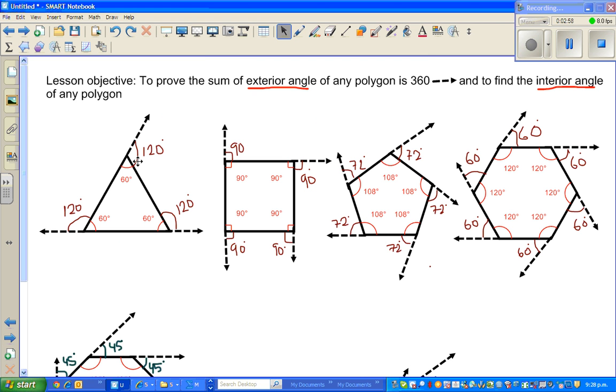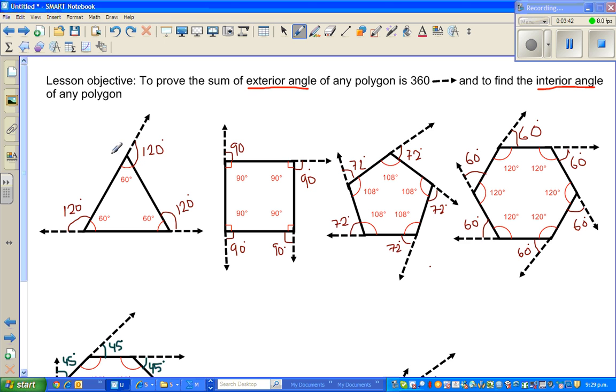Now, you should know that the sum of angles on a straight line adds up to 180. You can see this is a half turn, and angles on a straight line are 180. So if this is 60, this has to be 120 because they add up to 180. The same rule applies here: if this is 90, this is 90, and so on. Here, if this is 108, this has to be 72 because 108 plus 72 is 180. In the case of the hexagon, if this is 120, this is 60.